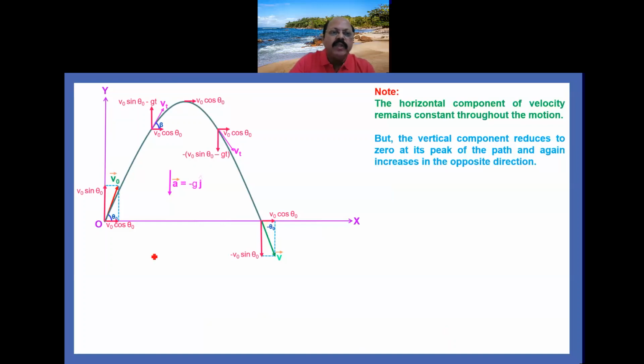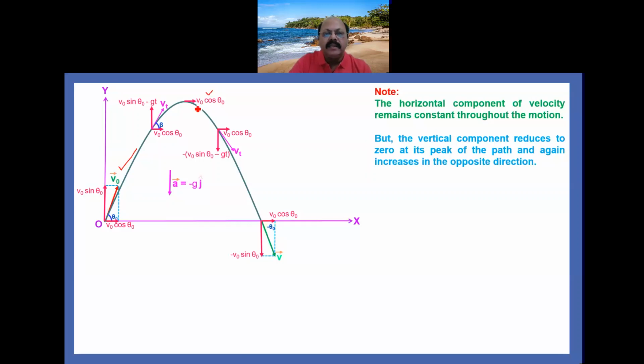here the projectile is projected with initial velocity v naught vector resolved into two rectangular components. Horizontal component is v naught cos theta naught, vertical component is v naught sine theta naught. Now the horizontal component of velocity remains constant throughout the motion, but the vertical component of velocity reduces to 0 at the peak value. You can see here. So here the vertical component of velocity becomes 0, only the horizontal component of velocity is left.